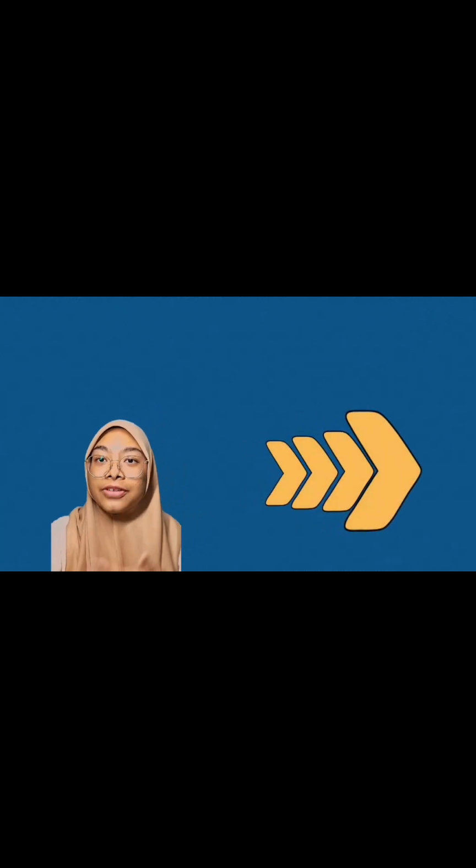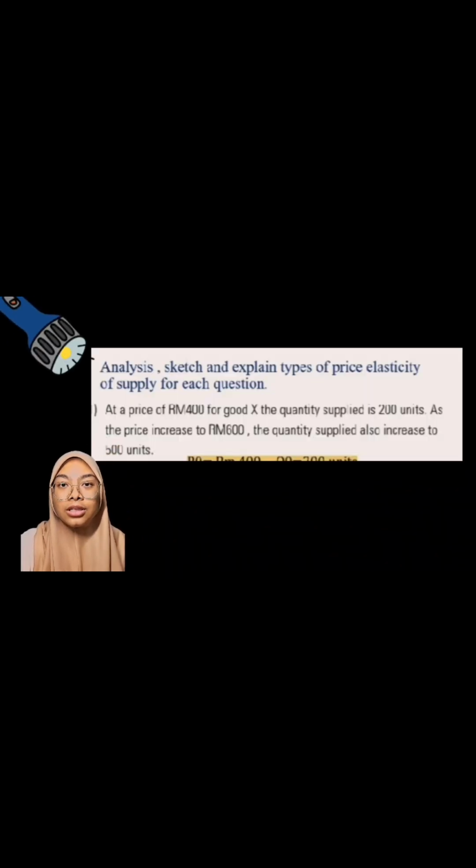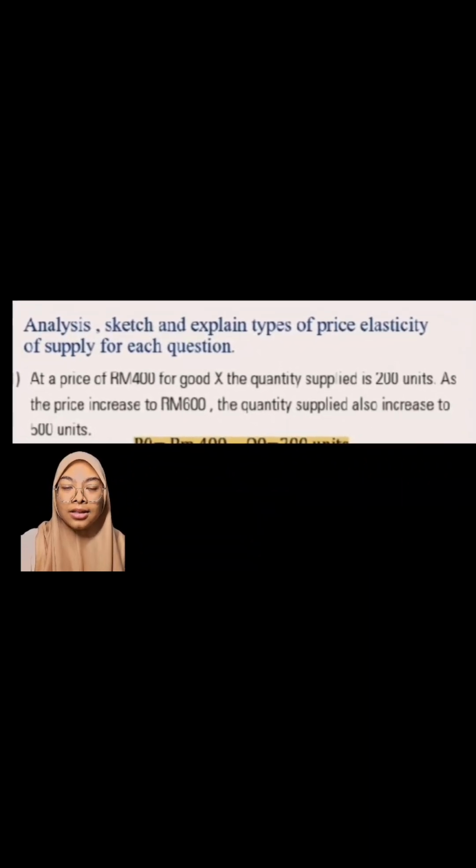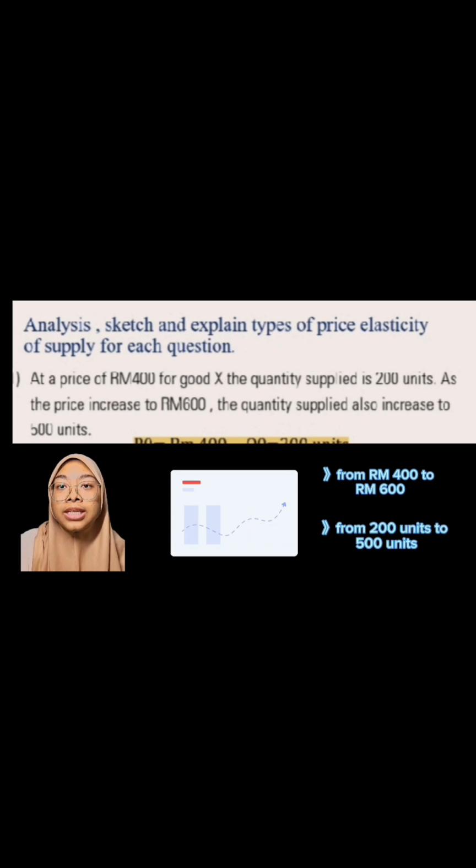Let's look at the question given. So, the question is related to the price elasticity of supply. According to the situation, when the price of good X stayed at the amount of 400 ringgit, the quantity supplied stayed at 200 units. But after the price increases to 600 ringgit, the quantity supplied also shows an increase to 500 units.